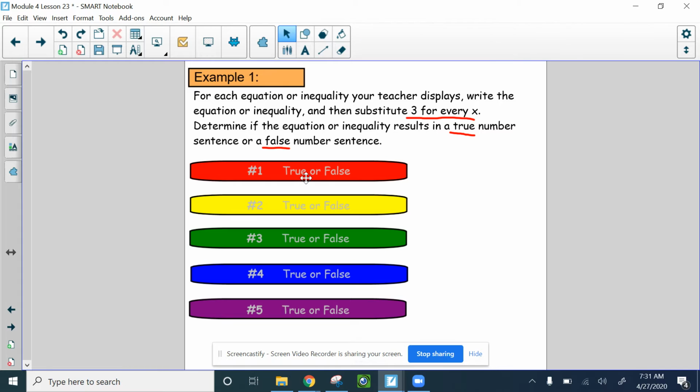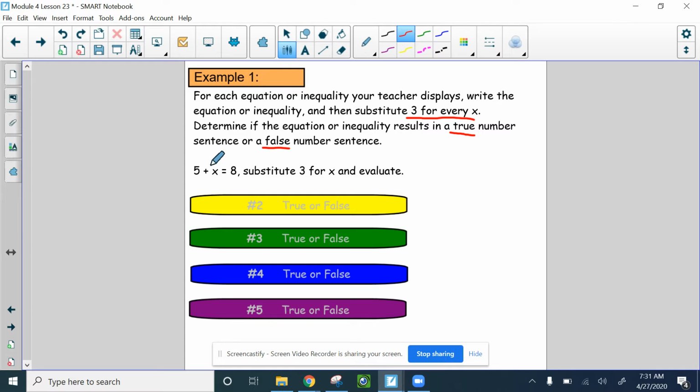So I look at my first true or false number statement. If I have 5 plus x equals 8, and I want to substitute 3 for x and evaluate, wherever I see an x, I'm going to put the number 3. I'm just going to write right over it. So if I have 5 plus 3, does that equal 8? Yes. So this would be a true number statement.